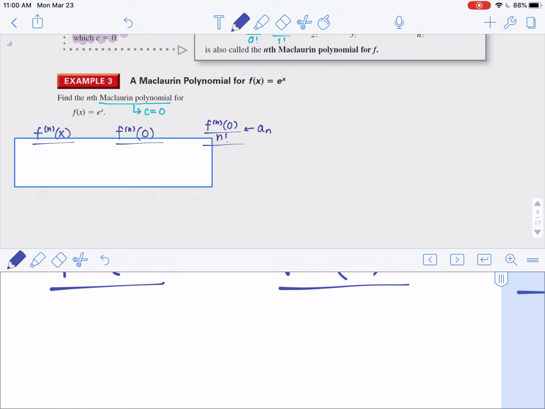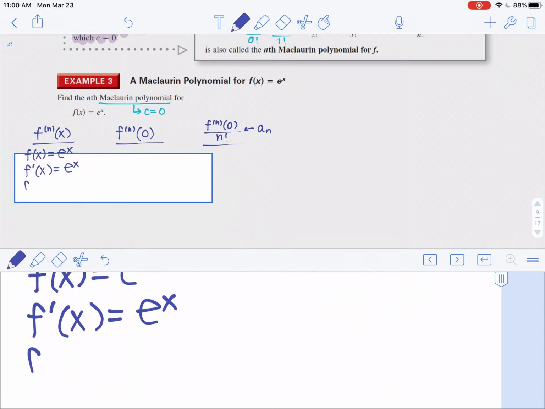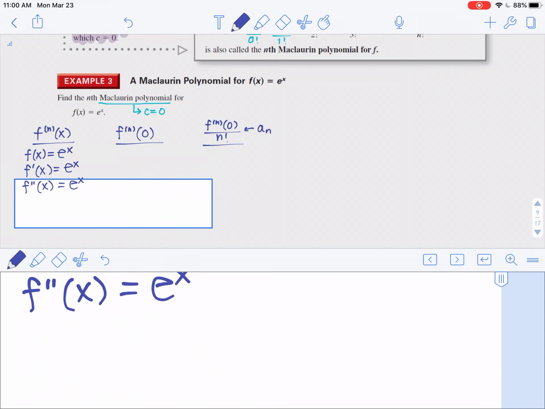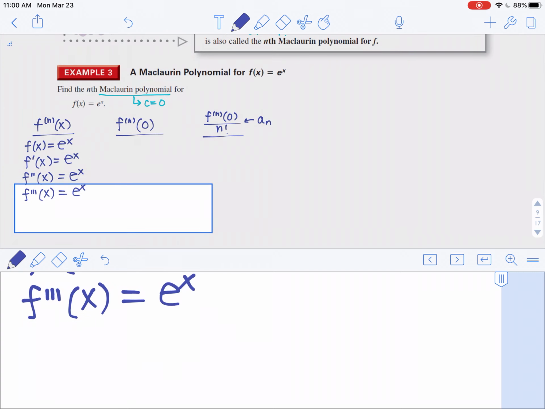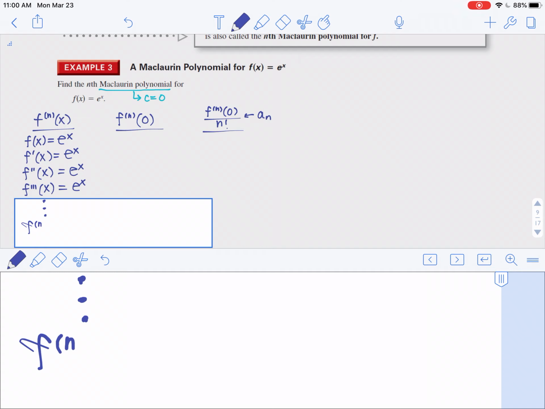All right, so here we go. We need the nth Maclaurin polynomial for f of x equals e to the x. So I'm going to start with no derivative. Then I'm going to take the first derivative. Hey, this is pretty good. This is my favorite derivative. Second derivative. Cool. Third derivative. How many of these do I need to write, you might be wondering. Great question. Basically, I could keep doing it forever, but we know this is never going to change because it's its own derivative. So the nth derivative is also e to the x.